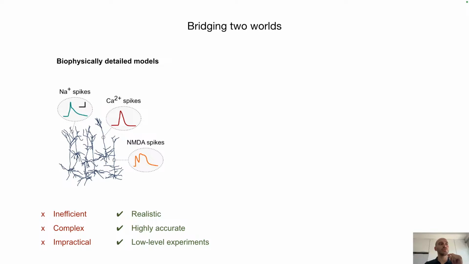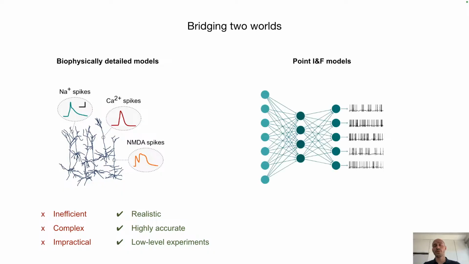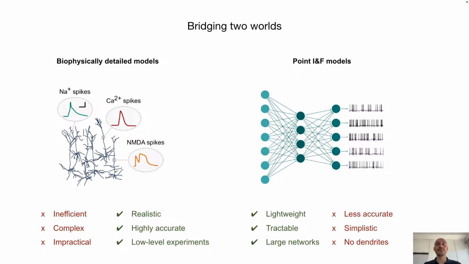They're not so easy to run at the scale that's required to create large networks. They're also very complex to develop. They require a lot of data to make sure that they're biologically accurate, and they're also not so practical to use in networks. On the other side, another default neuronal model used in SNNs was the point neuron model, which is very lightweight. It's very easy to develop. It's tractable, and it allows scaling into large networks. On the other side, it's less accurate. It's overly simplistic when you want to take dendrites into account, and of course, it has no dendrites.